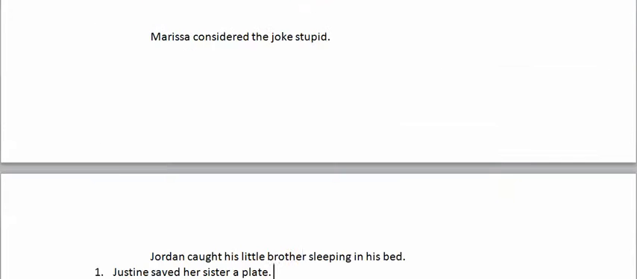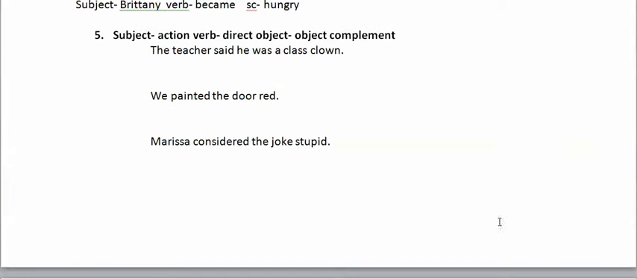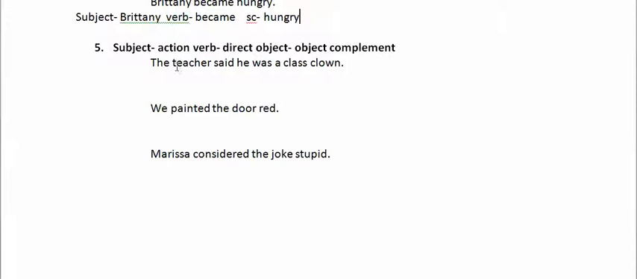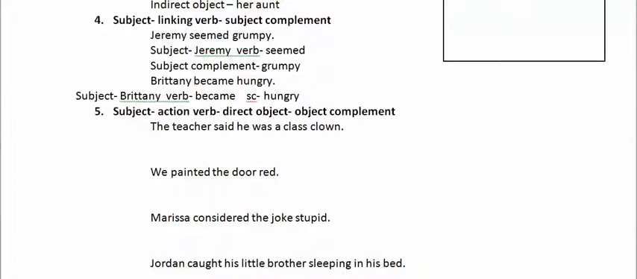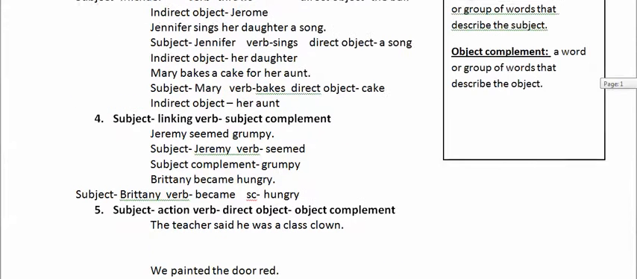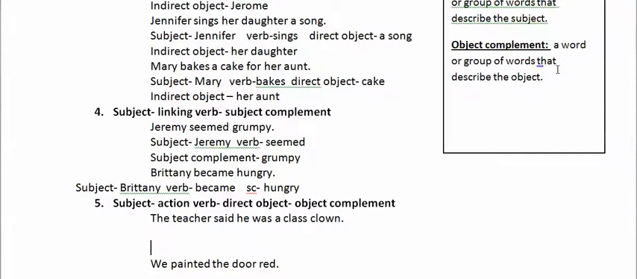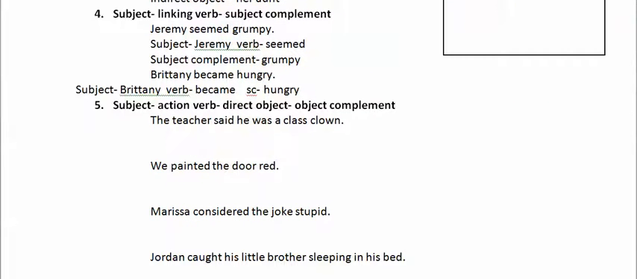Last but not least, we have our last one, which is subject, action verb, direct object, object complement. So we have, the teacher said he was a class clown. An object complement, as we see on our definition, is a word or group of words that describe the object. So I have to figure out what the object is, and then I can figure out what's describing the object. So what's the subject in this sentence?